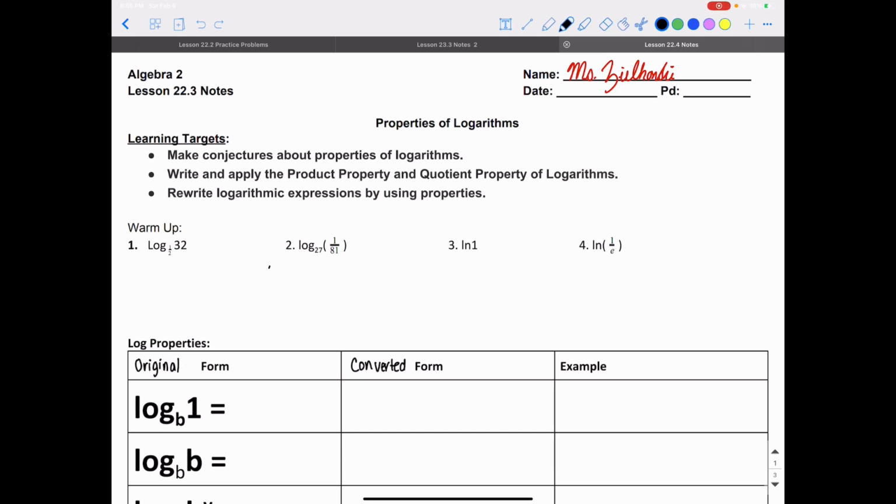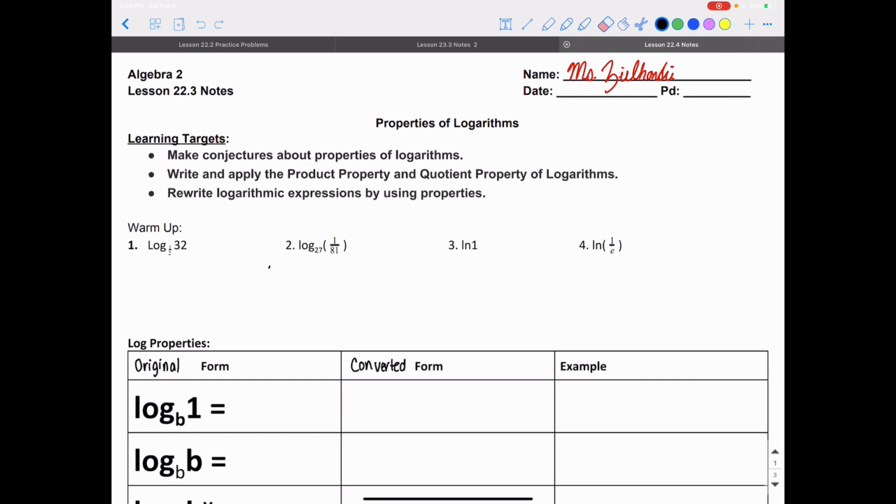In this video, we're going to talk about properties of logarithms. The learning targets for this lesson are we're going to make conjectures about properties of logarithms, we're going to write and apply the product property and quotient property of logarithms, and we're going to rewrite logarithmic expressions by using properties.